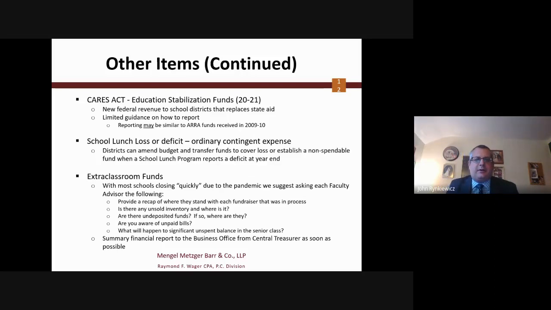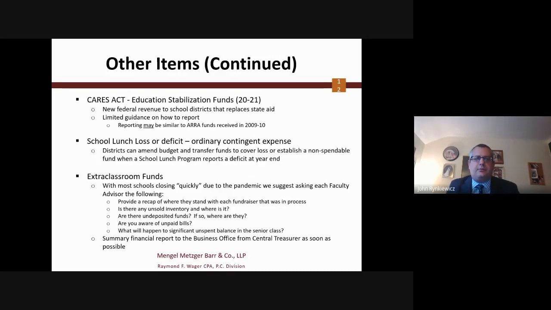Okay, so moving forward, CARES Act, we talked a little bit about this. What will happen is your state aid is going to be cut in part, but the amount they cut will be replaced by these stabilization funds. Right now, there's not a lot of guidance on how these funds will be recorded. Our thought is that probably they'll be similar to the ERA funds that you got back in 2009-2010. So there will probably be some need to make sure that you are applying these dollars against specific expenditures rather than just against your whole budget.